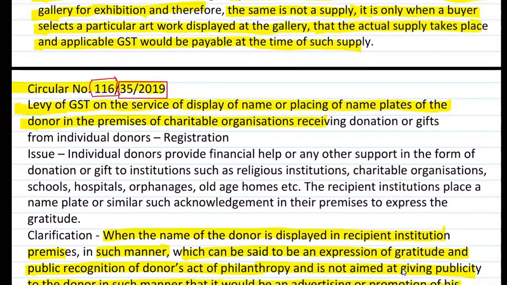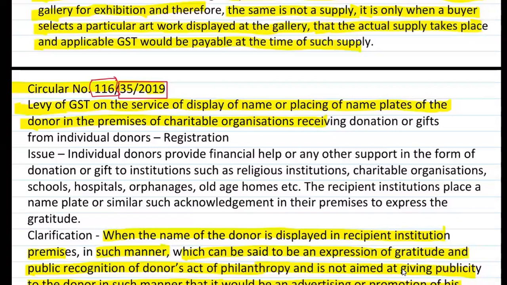Correct. So this circular is regarding that only: if that is being done and it appears as if you are aiming for advertisement, then on that donation also it will be considered as supply and GST will be liable. But if you have just donated, there is no advertisement purpose, then there would be no GST. And suppose after donation you didn't want it, but they have given your name in such a way that it does not seem that you are advertising. That is also not under GST.